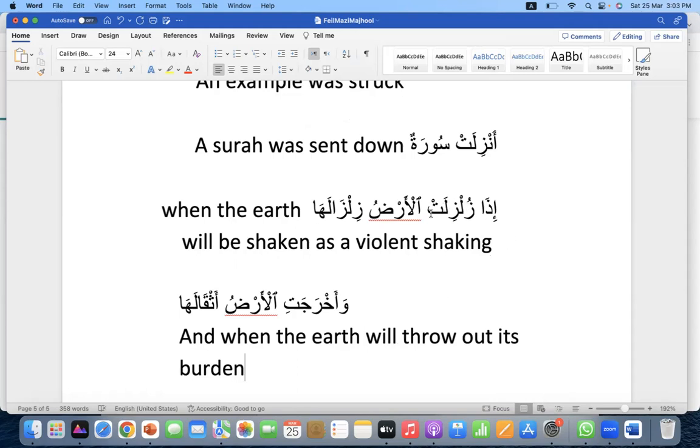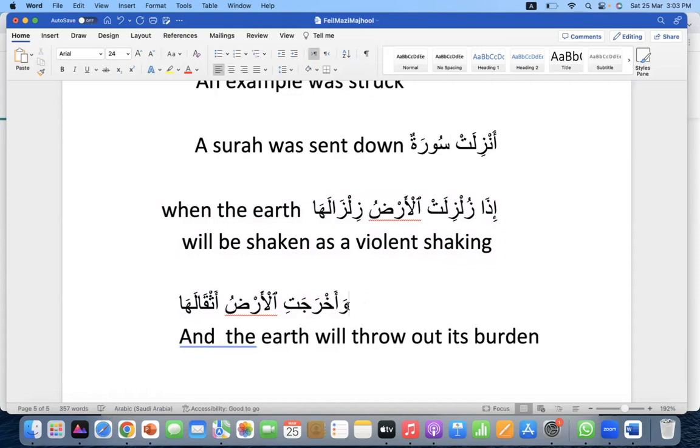So when the earth will be shaken violently, when the earth is being shaken, and the earth will throw out its burden. So when this is going to happen, this is the aftermath. When the earth is shaken with a violent shaking, what will happen? The earth will bring out all its burden. So what is this burden? What burden will it throw out?